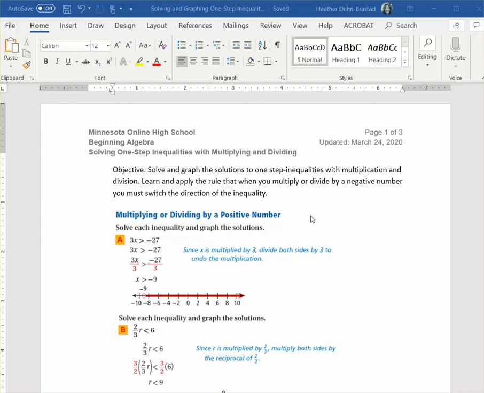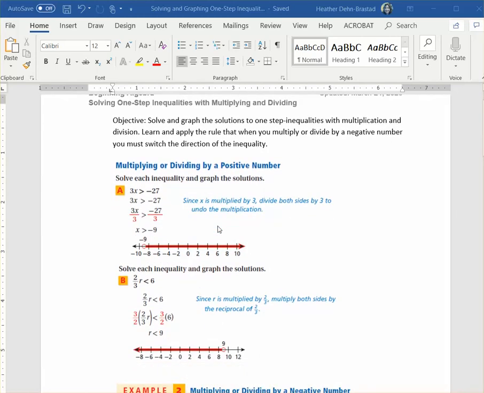In this video, I'm going to review how to solve inequalities by multiplying and dividing. You should have already completed the solve inequalities with addition and subtraction assignment. So we're going to solve and graph the solutions for these problems. Let's look at some examples.